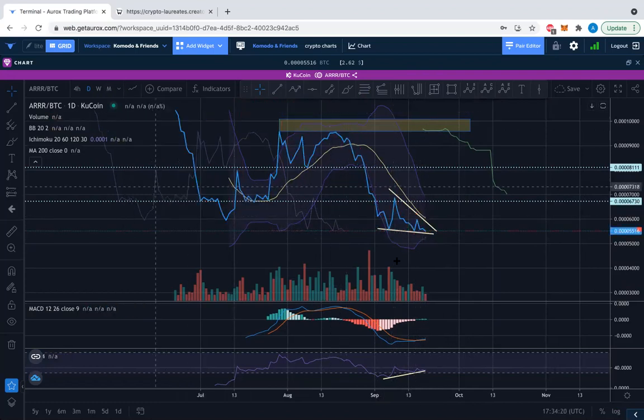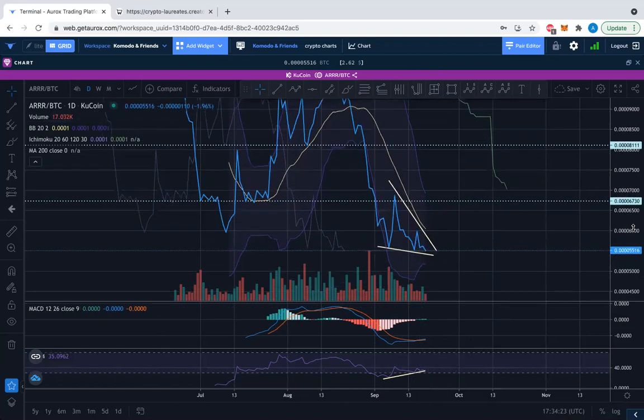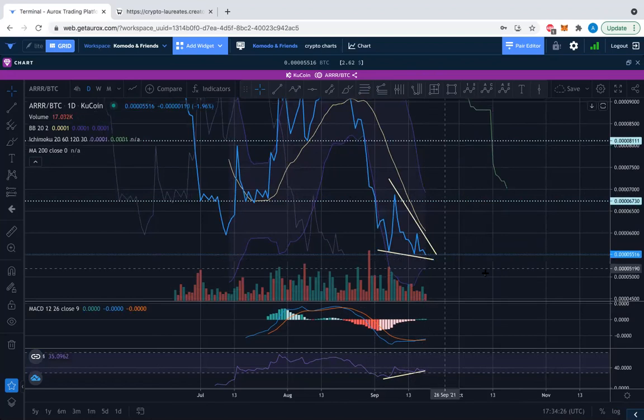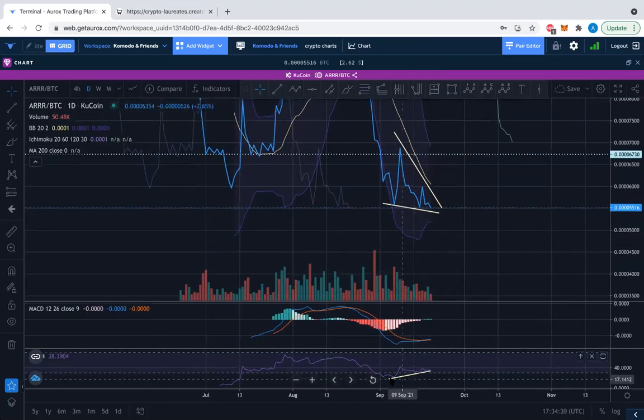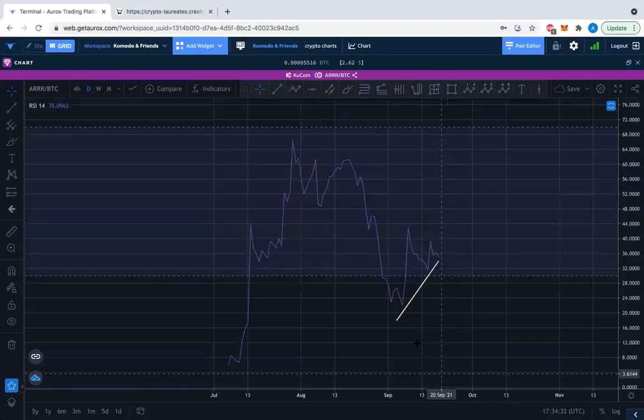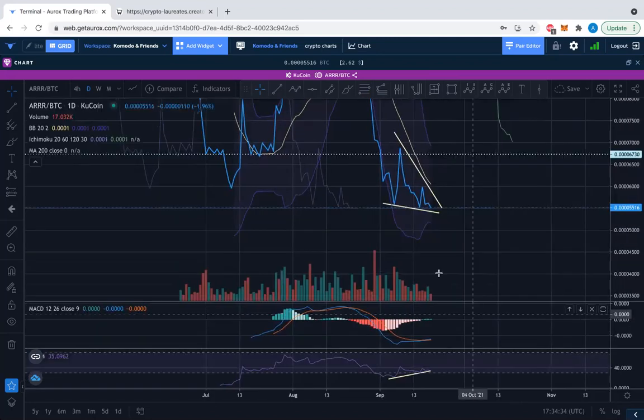However, it just doesn't quite want to give in here and turn around. So at what point is this continued divergence in the RSI going to favor the price bullishly?